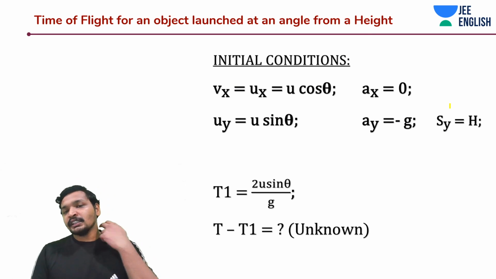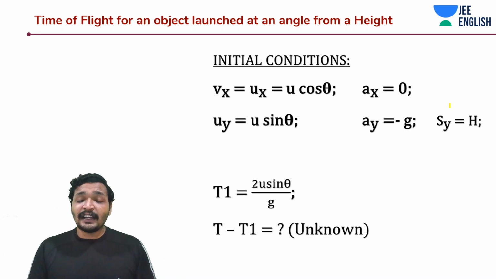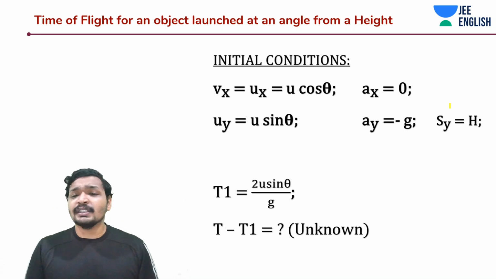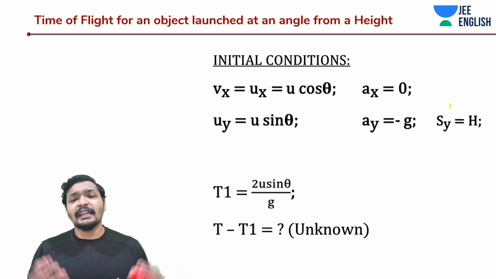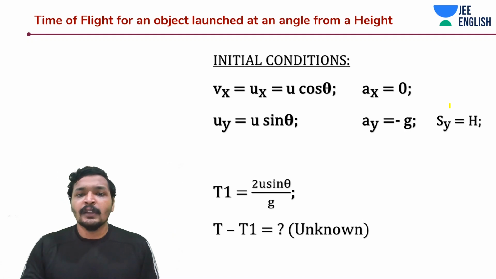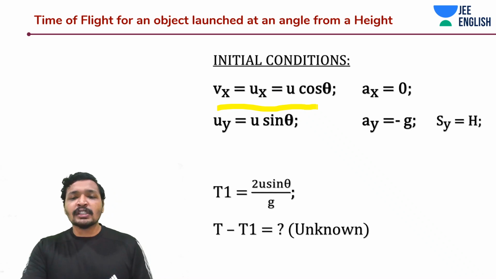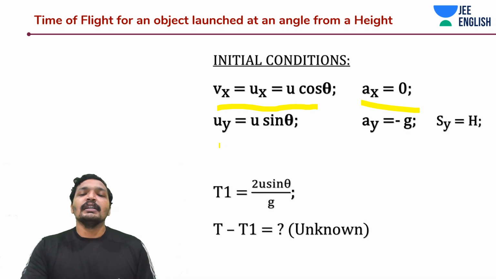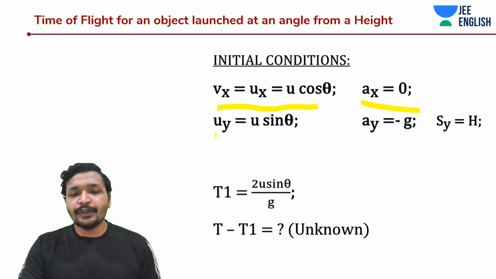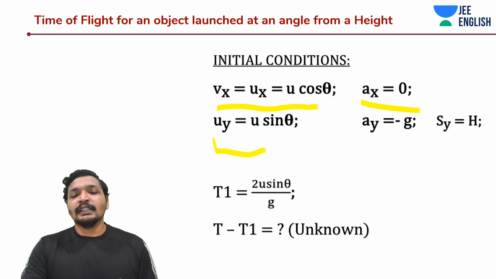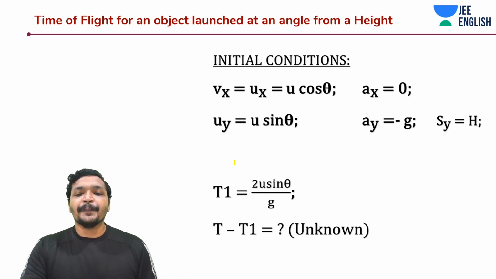Write down the initial conditions. We know things are only tough as long as we don't know them, but we know all the initial conditions that are required to derive these kinematic results. So the velocity along the x-axis is not changing, vx is equal to ux is equal to u cos theta, and there is no acceleration along the x-axis, which is saying that ax is equal to 0, and uy is equal to u sin theta, the initial y-axis velocity.